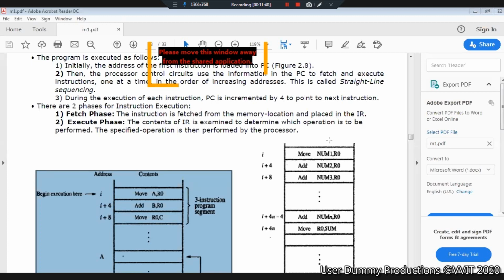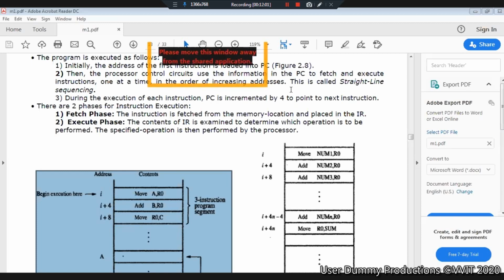Hello, are you able to understand? What is the fetch phase? What is the execution phase? Tell me. Gagan, tell me. In the fetch phase, it will fetch the information from the memory location and place it in the IR.